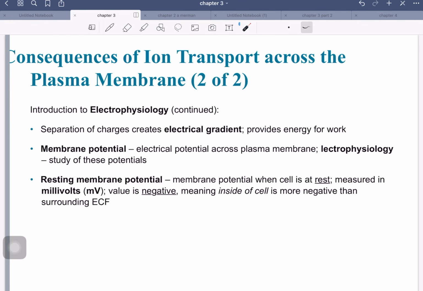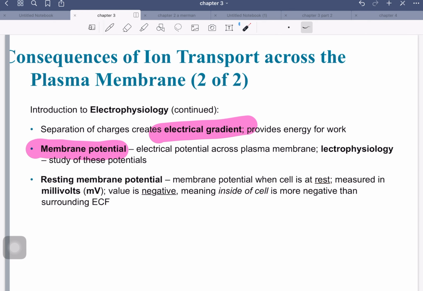And of course, we often refer to this as the electrical gradient that we set up. And this leads to a membrane potential, which is the electrical potential across the plasma membrane. And then we can also get into the concept of a resting membrane potential. And this is the membrane potential when a cell is at rest. And of course, the best example of this would be resting neurons.